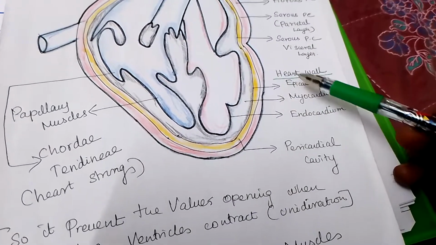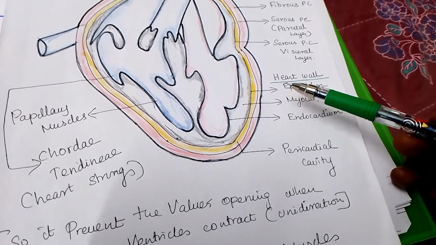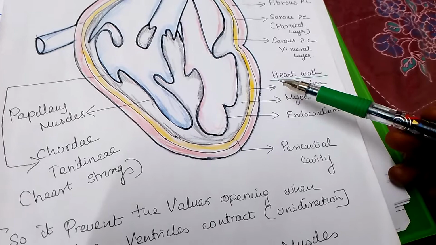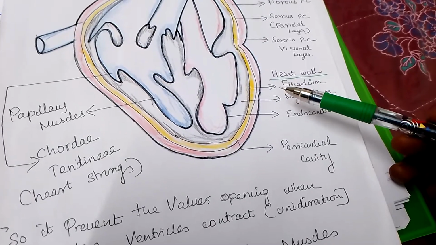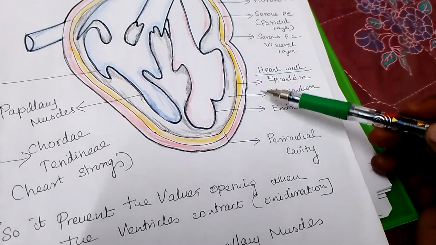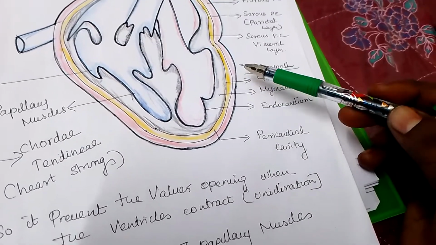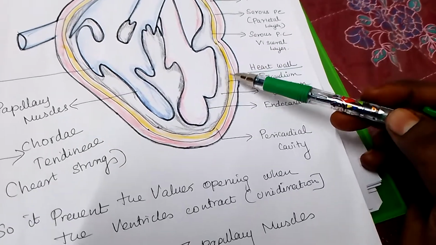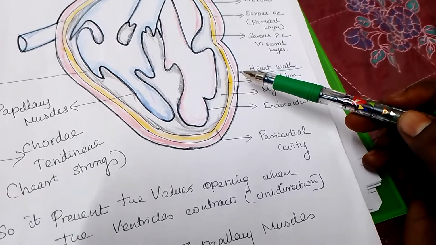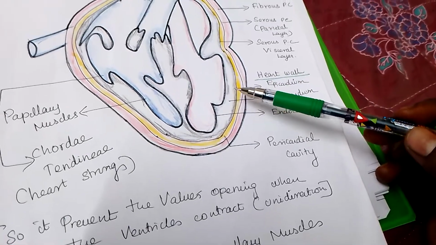Next we will see the walls of the heart. The outer layer is called the epicardium. It is formed by the visceral layer of the serous pericardium. It consists of the mesothelium. That is called the outer layer. Then the middle layer is called the myocardium. Myocardium is otherwise called the cardiac muscle.